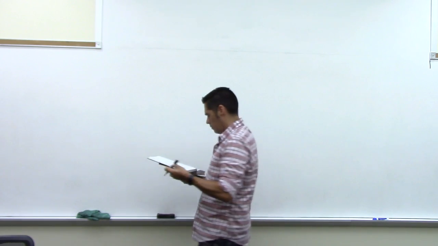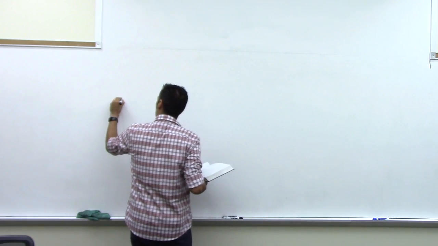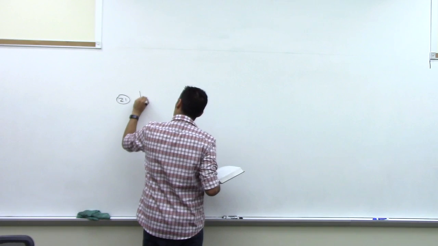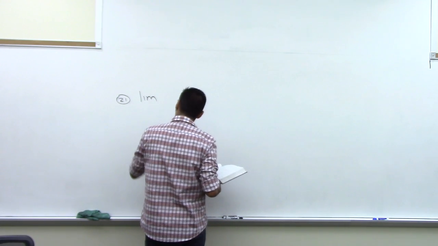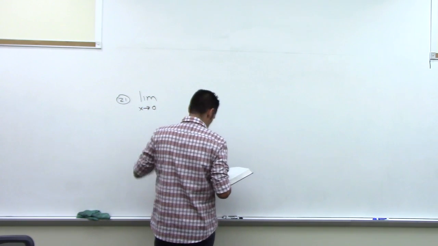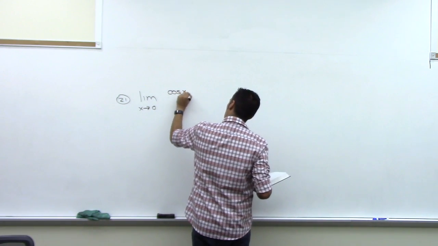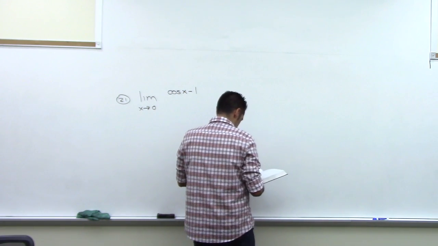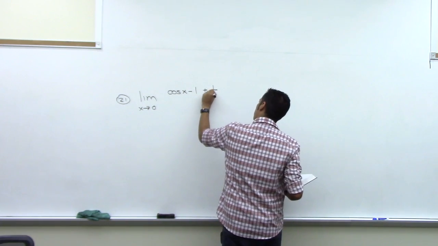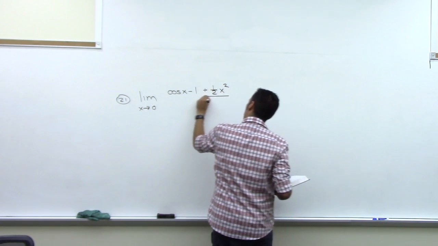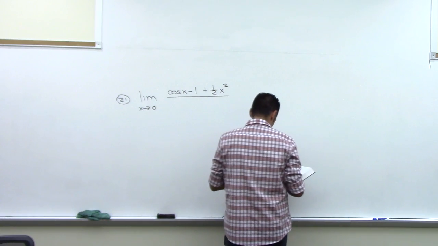Number 21. Limit as x goes to 0 of cosine x minus 1 plus 1/2 x squared over x to the 4th.